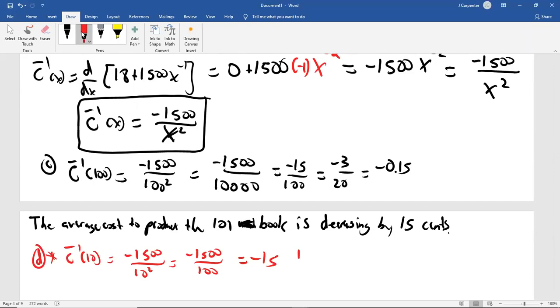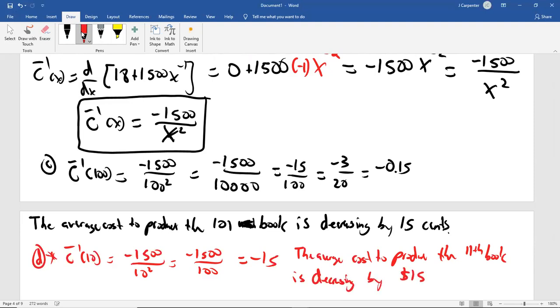So that would say the average cost to produce the 11th book is decreasing by $15. That's insane. When you're going from 10 to 11 books, your average cost is dropping from maybe 100 to 85, basically. I don't know the actual average cost. I'm not plugging that in. I'm just spitballing. So if the average cost to produce the 10th unit was $100, that says you can expect the average to do the 11th to be about 85. It should be 15 bucks lower.